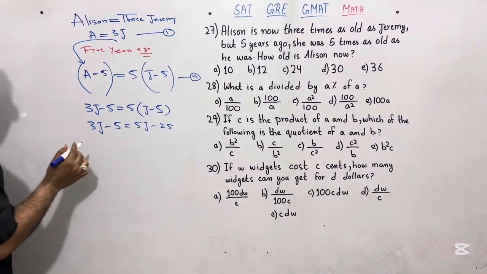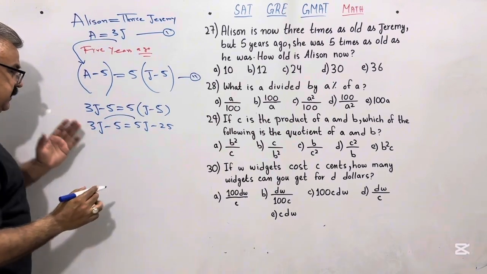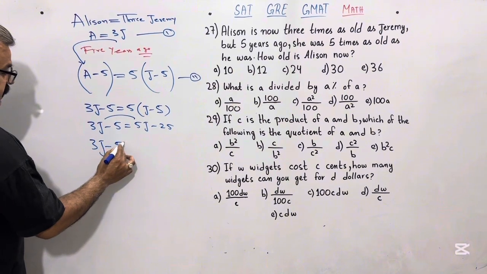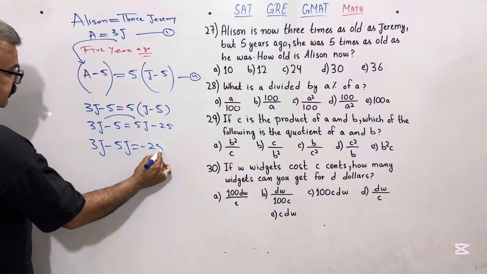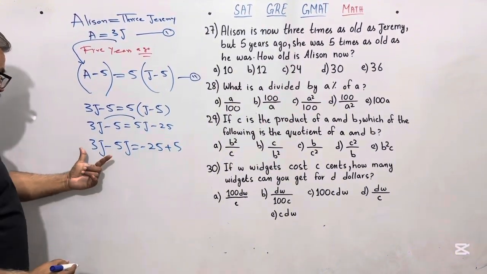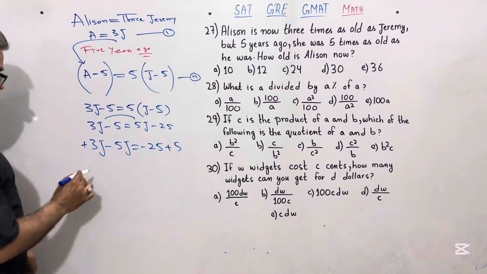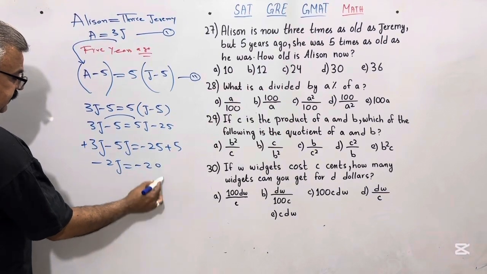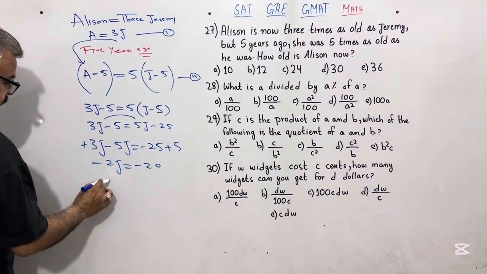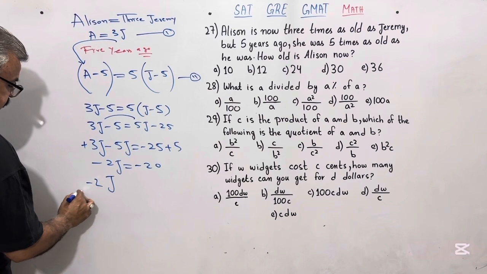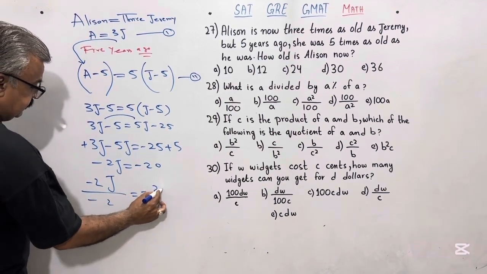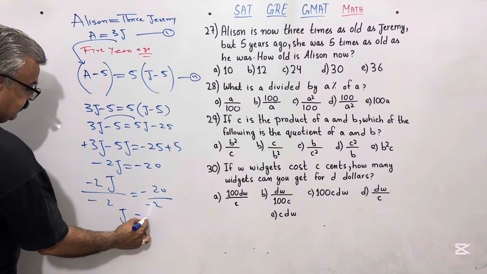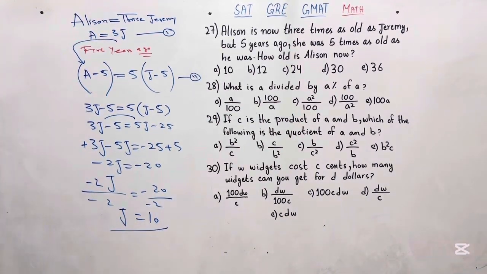Solving for J, collect the like terms, J on one side and pure numbers on the right hand side. We have 3J minus 5J is equal to minus 25 plus 5. 3J minus 5J gives negative 2J. Negative 25 plus 5 is negative 20. Dividing by minus 2 on both sides, the minuses cancel, 2 tens are 20. The age of Jeremy is 10 years.